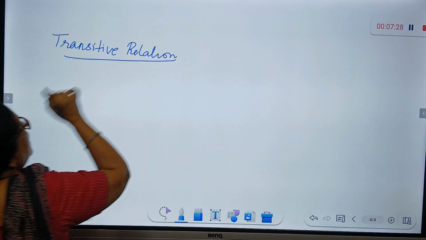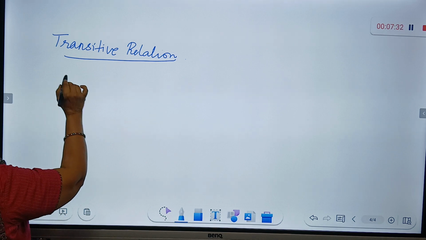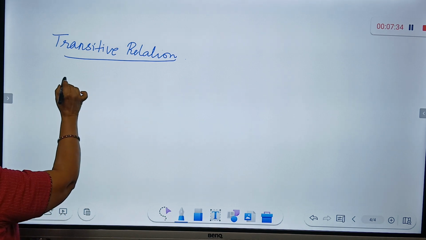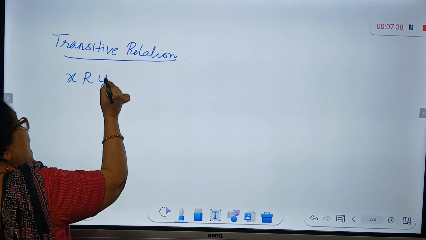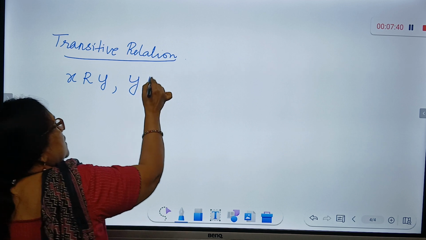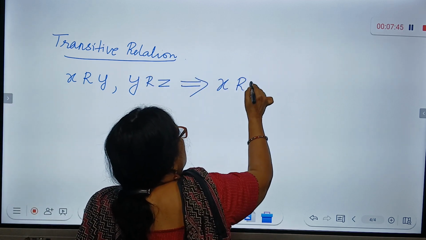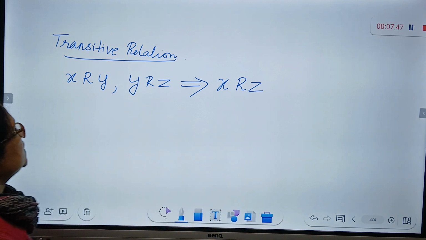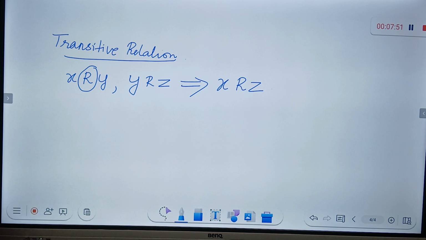A relation R defined on a set A is said to be transitive if it satisfies the following condition: if x is related to y and y is related to z implies x is related to z. So if this condition is satisfied, then R is said to be transitive.